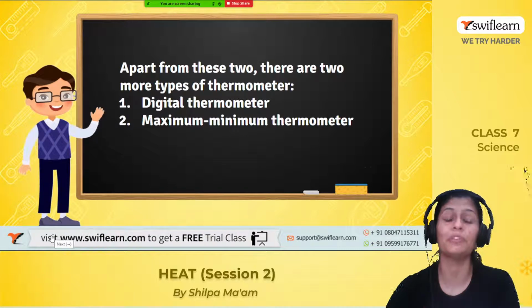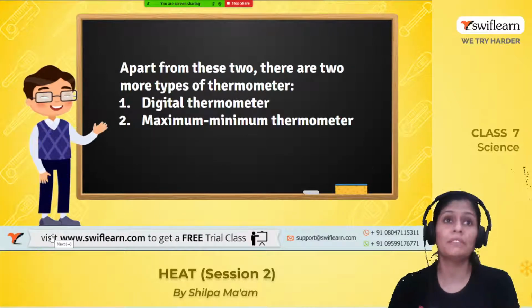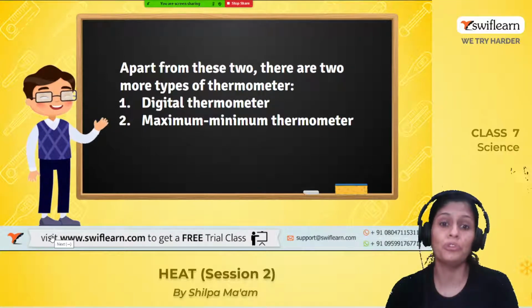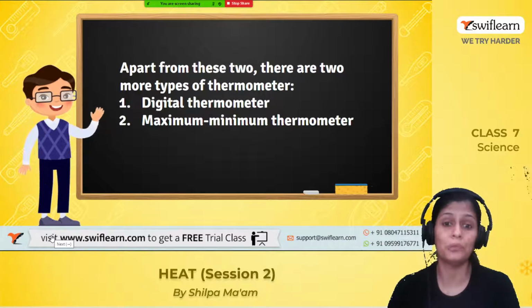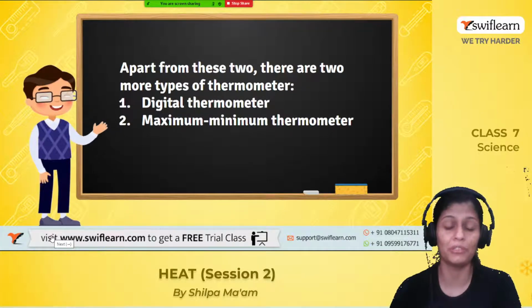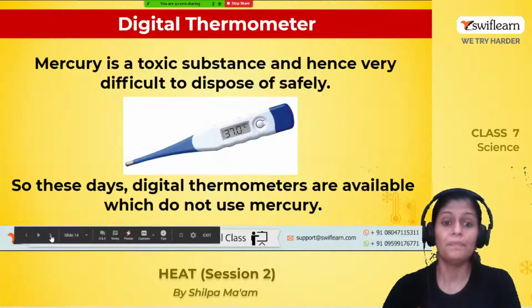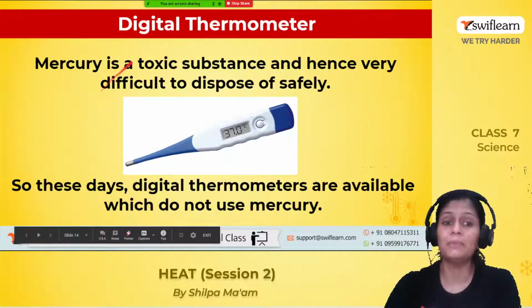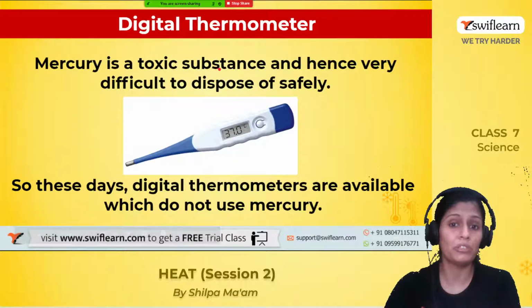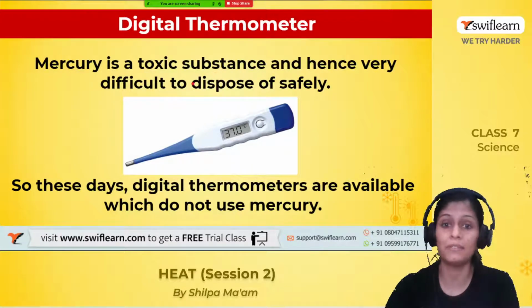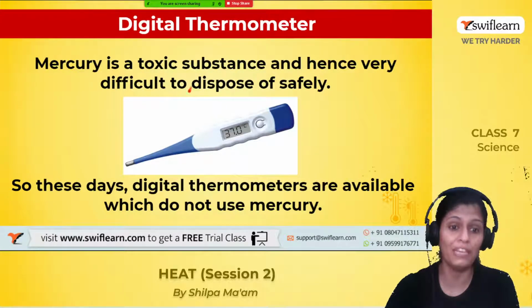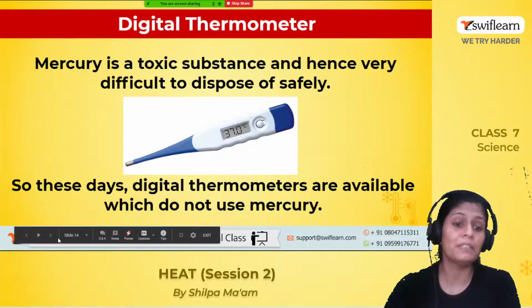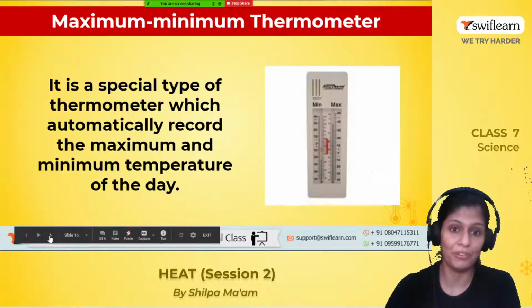Digital thermometers are more convenient to use because we don't have the tension that the thermometer will get broken and we have to dispose of the mercury. So it is not there. Mercury is a toxic substance which was there in your clinical thermometer, and hence it's difficult to dispose of safely. So these days digital thermometers are available which don't use mercury.